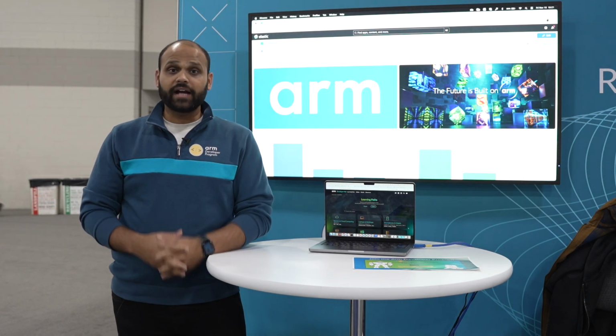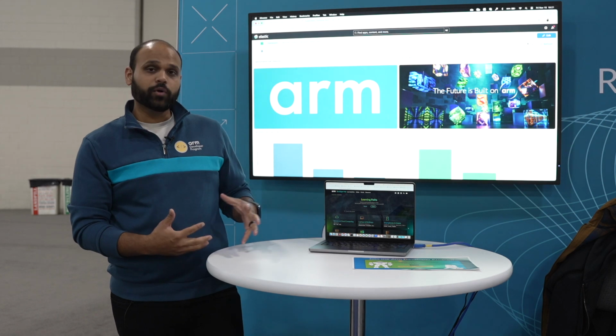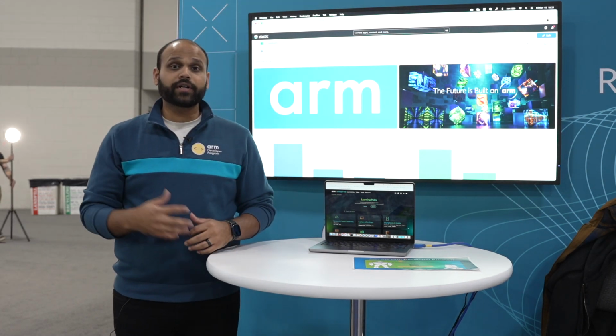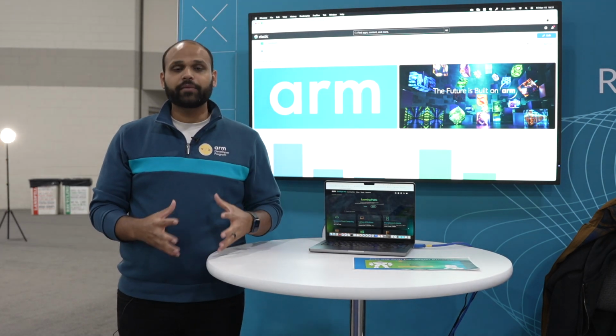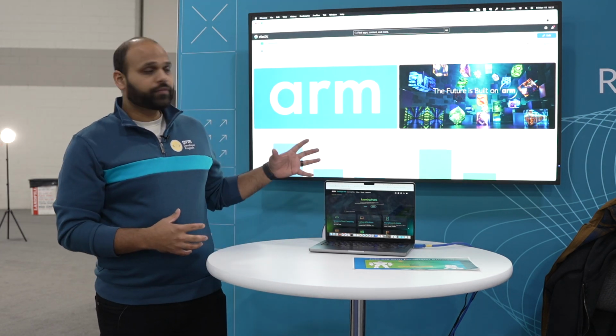We are here at KubeCon North America 2024, and we are showcasing a demo at the booth about Twitter sentiment analysis, real-time Twitter sentiment analysis on ARM Neoverse-based CPUs. An overview of our solution.